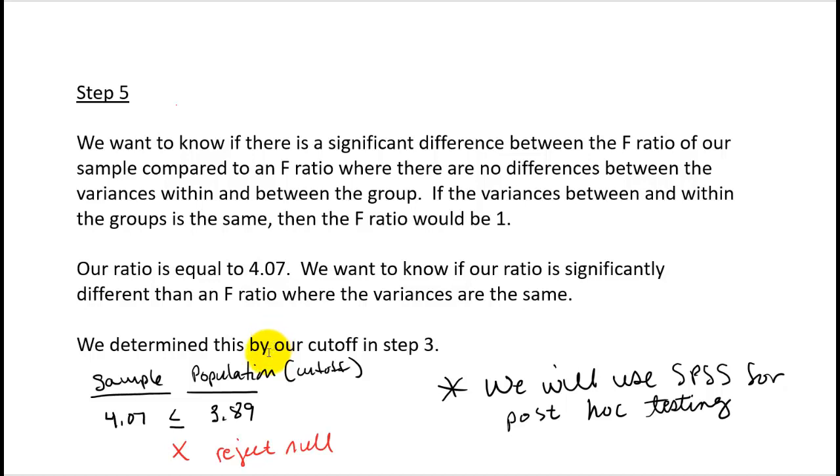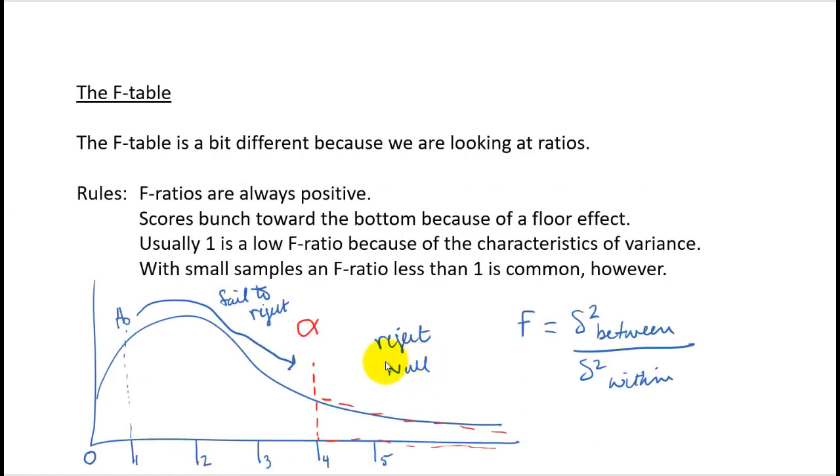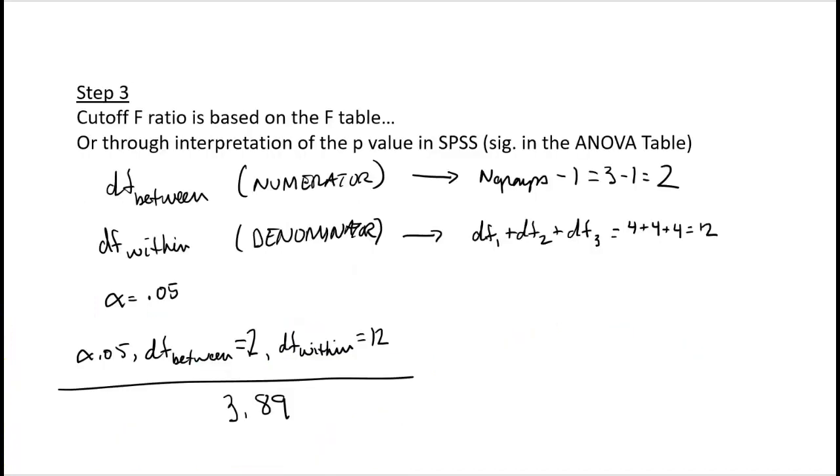Our cutoff score was 3.89, and that is what we found, or what we looked at here. Again, for the sake of demonstration, I had just put the alpha level at 4, but our alpha level is pretty close to that anyways. So we want to know if our sample's F ratio is significantly different than a cutoff F ratio. Our cutoff F ratio was 3.89, which is what we found in this step.